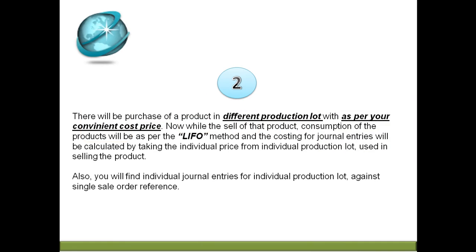Now let's look into another example. Here there will be a purchase of a product in different production lots with cost price as per your convenience. While selling that product, consumption of the products will be as per the LIFO method, and costing for the journal entries will be calculated by taking the individual price from the individual production lot used in selling the product. Also, you will find individual journal entries for each production lot against a single sale order reference.